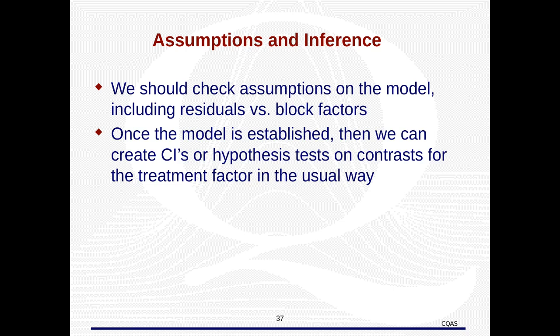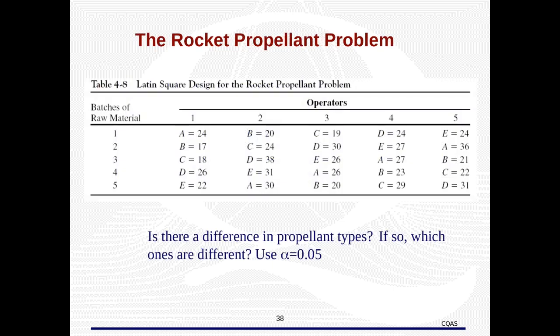Once we've confirmed that our assumptions are reasonably satisfied, we proceed with standard inference procedures. We can then construct confidence intervals and perform hypothesis tests on contrasts among treatment means using the familiar t-distribution framework. This brings us to our concrete application, the rocket propellant problem, where we'll investigate whether different propellant types produce significantly different performance outcomes.